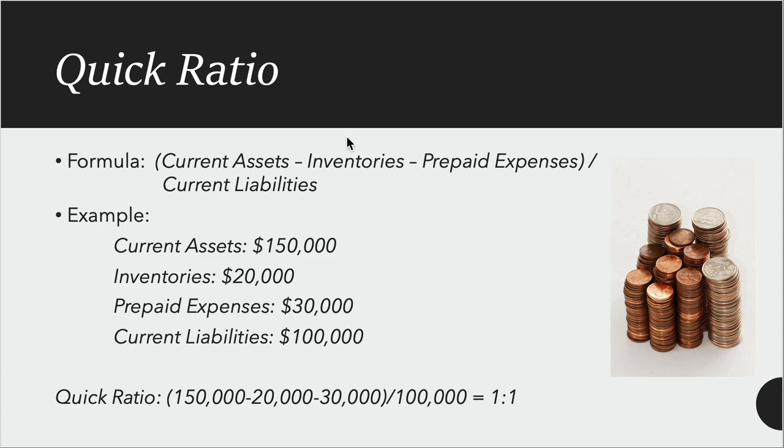For instance, if our previous company has $150,000 in current assets, 20,000 in inventory, 30,000 in prepaid expenses, and 1 lakh in current liabilities, then the quick ratio will be calculated as 1.